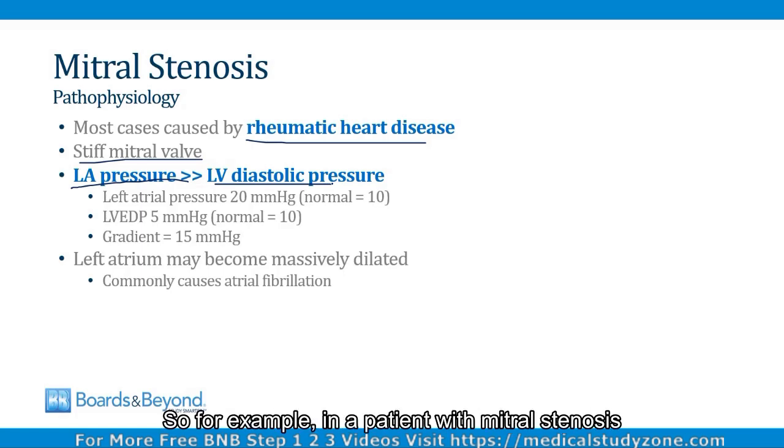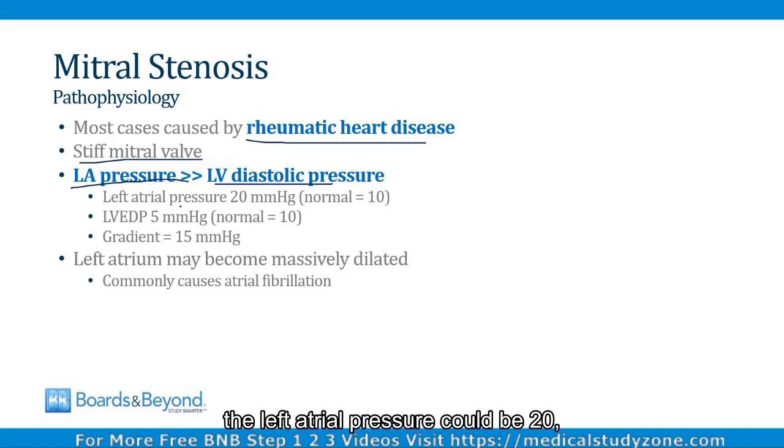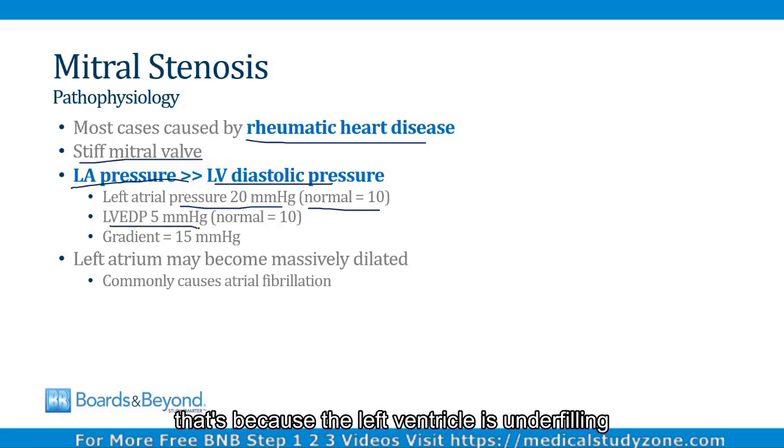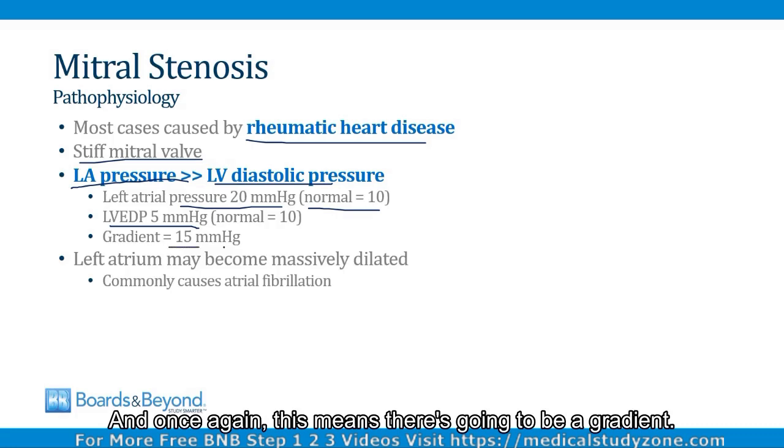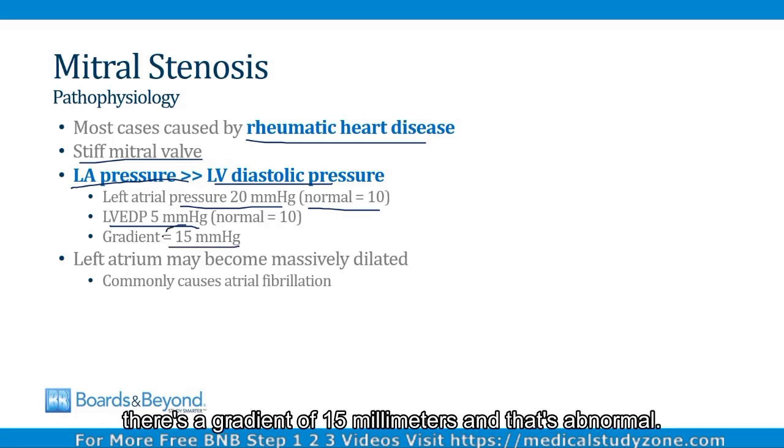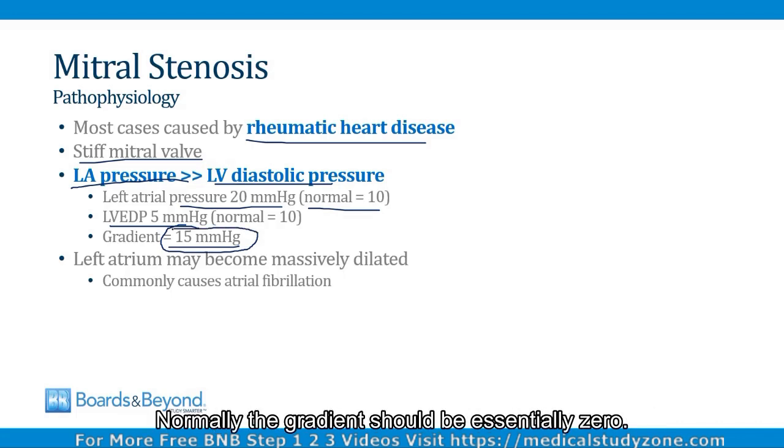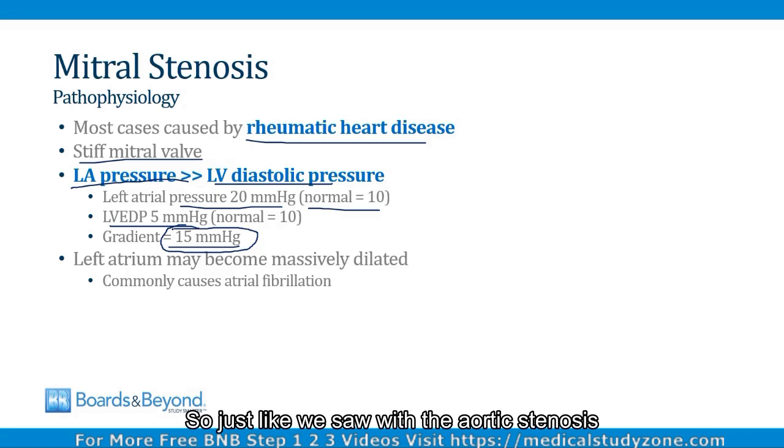So for example, in a patient with mitral stenosis, the left atrial pressure could be 20, which is much higher than normal, and the left ventricular end diastolic pressure can actually be low. That's because the left ventricle is underfilling since blood can't get past that stiff mitral valve. And once again, this means there's going to be a gradient. In this case that I've shown here on the screen, there's a gradient of 15 millimeters, and that's abnormal. Normally, the gradient should be essentially zero. So just like we saw with aortic stenosis, in mitral stenosis, a pressure gradient builds up across the stiff valve. That's the hallmark of stenotic valve disorders.